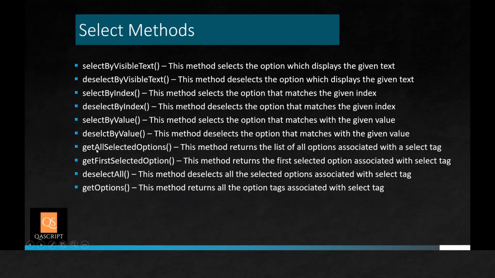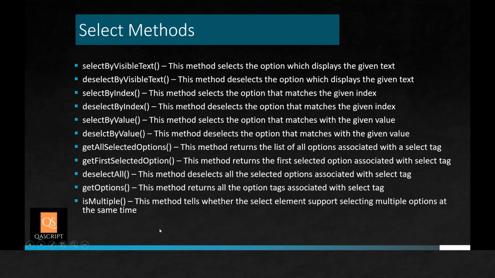Now, if you notice, there are two similar methods here: get all selected options and get options. Get options will return all the options associated with the select tag, and get all selected options will return all the selected options in the select tag. So I need to correct this, but this is the difference between the two. Then there is also a method called is multiple. This method tells whether the select drop down allows you to select multiple elements at the same time.